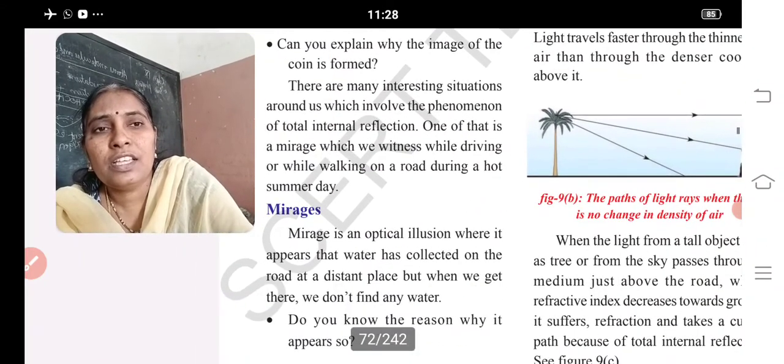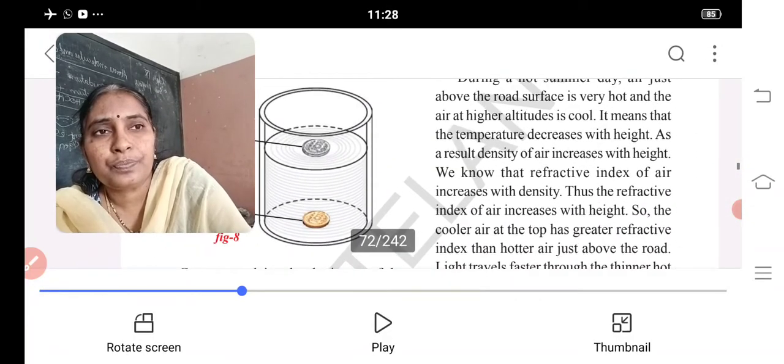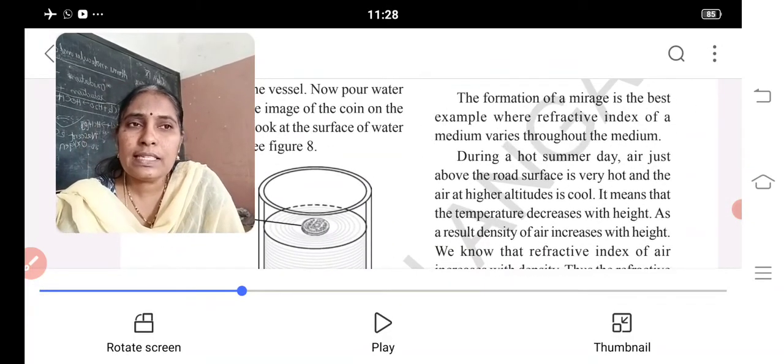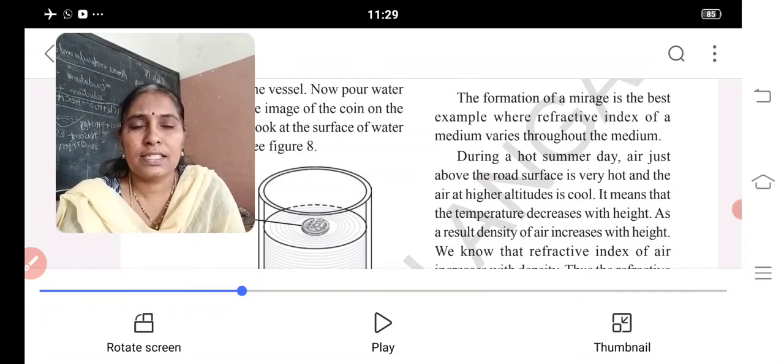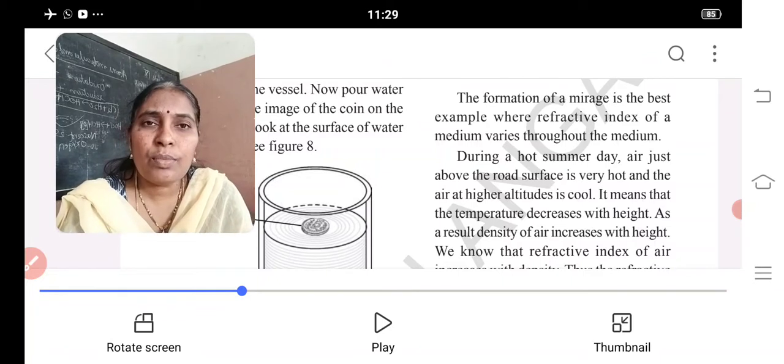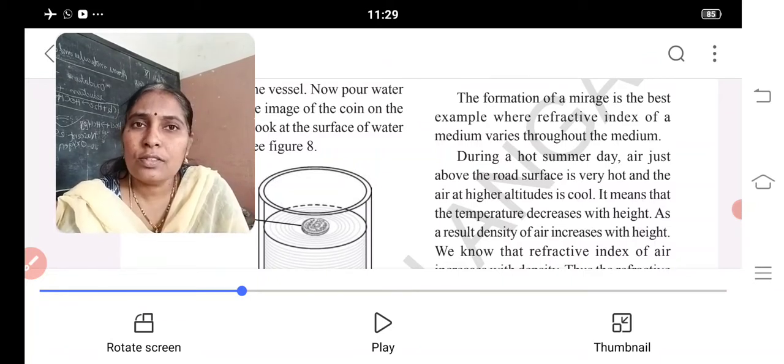Here, mirages. What are mirages? During a hot summer day, air just above the road surface is very hot, and air at altitudes is very cool. Altitudes are nothing but heights. It means the temperature decreases with height. As a result, the density of air increases. Temperature is decreasing means it is more densely packed with air. So the density of the air increases with height.